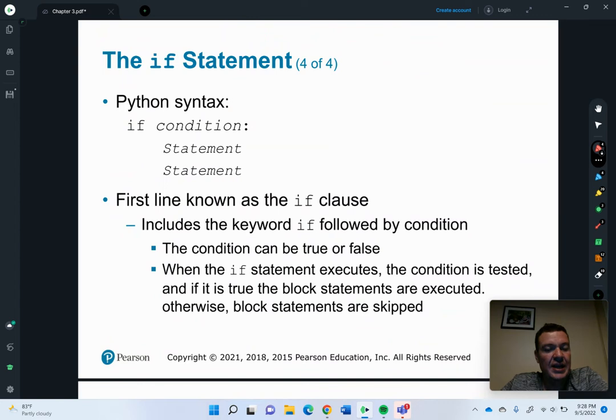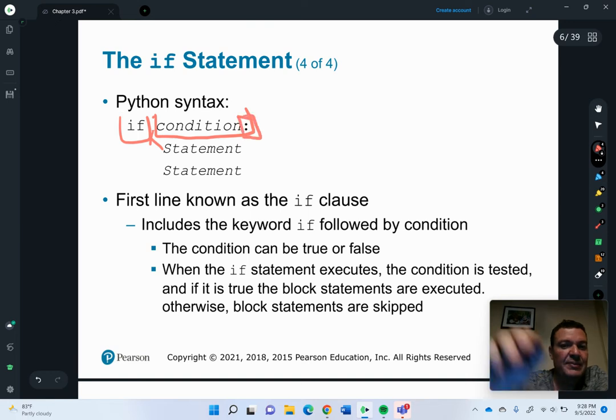So how does that look in Python? In Python, we say the keyword if, then we put a space, and then the condition with the colon at the very end. And it is a colon, it is not a semicolon, so this is a semicolon, right? That's not what we're talking about. We are talking about the colon. And then our statements are tabbed in.